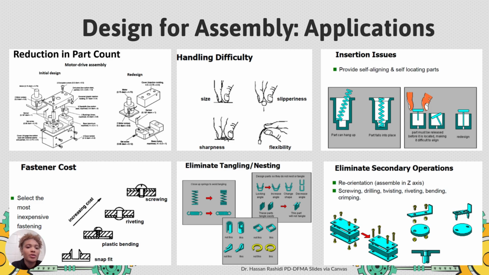So, ways to design for assembly include reducing your part count, making sure you have ease of handling, fixing insertion issues, making sure you're selecting the most inexpensive fasteners, and you eliminate tangling or nestling and eliminate secondary operations such as drilling, screwing, twisting, bending, things like that.